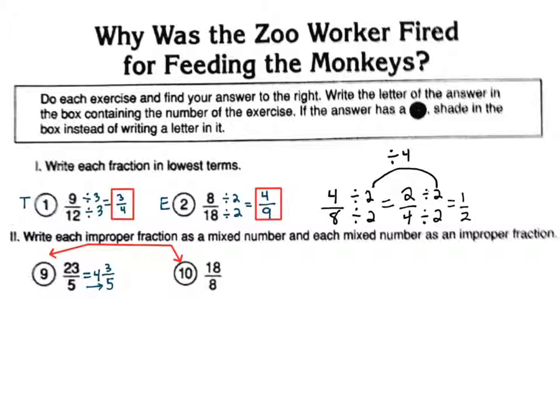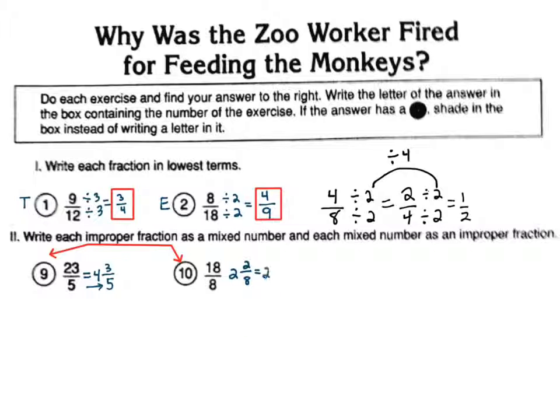So it's 4 3/5. Do the same thing for number 10. 8 goes into 18 twice. Bring my 8 down. And then 8 times 2 is 16. Minus that, and that leaves us with 2 left over. Now you're going to notice that we're going to have to simplify this because it's not in simplest form.